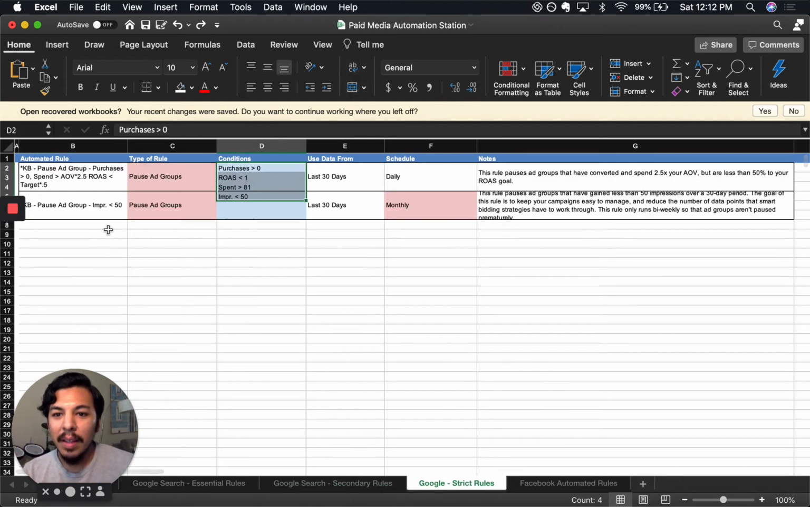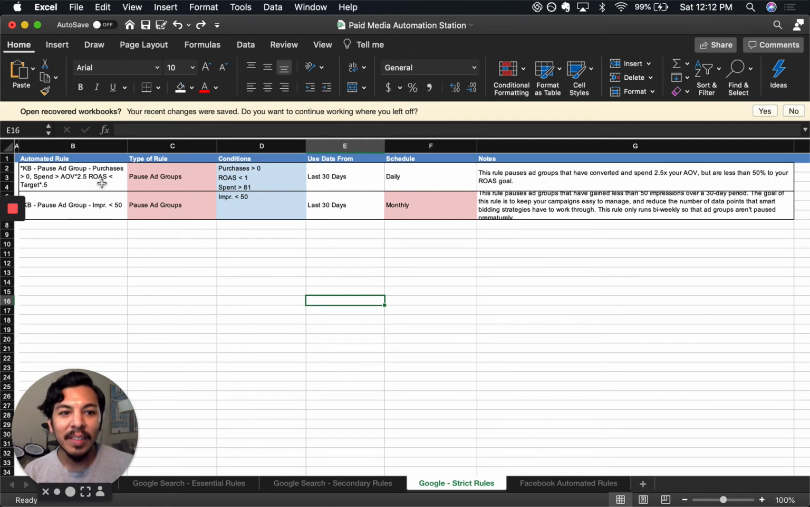And then the last couple of rules I have on the Google side, these are more strict. And I would say that if you're very diligent about adhering to a certain target ROAS, then typically these are going to be more up your alley. In this case, pause ad groups if purchases are greater than 0, ROAS is less than half your target, and you've spent more than 2.5x your average order value.